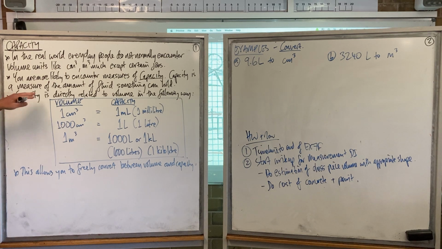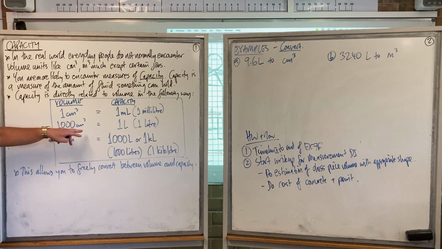What is capacity? It's a measure of the amount of fluid something can hold. That's why your milk is measured in liters, because it's a fluid inside a little box. So capacity is directly related to volume in this way. 1 cubic centimeter, if you didn't already know, in science, is 1 milliliter in a little measuring cylinder. If I put 1 milliliter of water into a cube, it would be 1 centimeter by 1 centimeter by 1 centimeter in size. 1,000 cubic centimeters is exactly 1 liter.